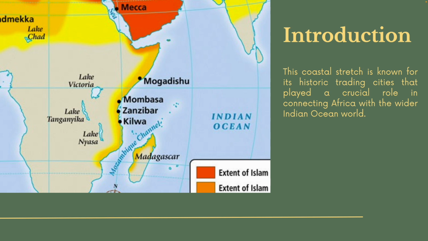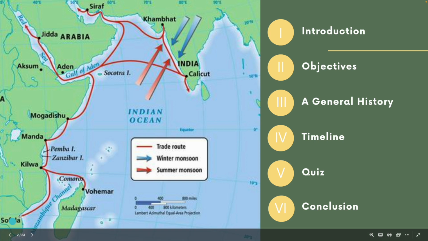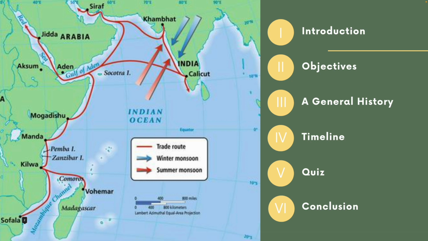So let me show you where Sofala is located. You can see Sofala all the way down there. Kilwa was so powerful, it had victory over Mogadishu and took over Sofala. And the taking over of Sofala meant that it now had a massive influx of gold for the Kilwa Sultan. So they became even richer and even more powerful.